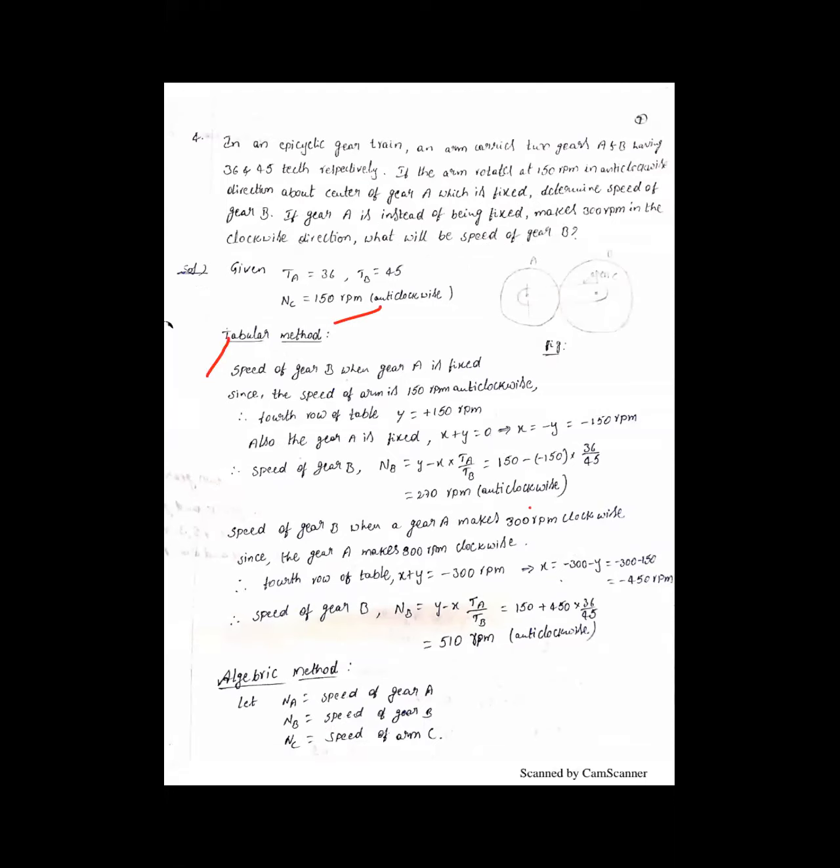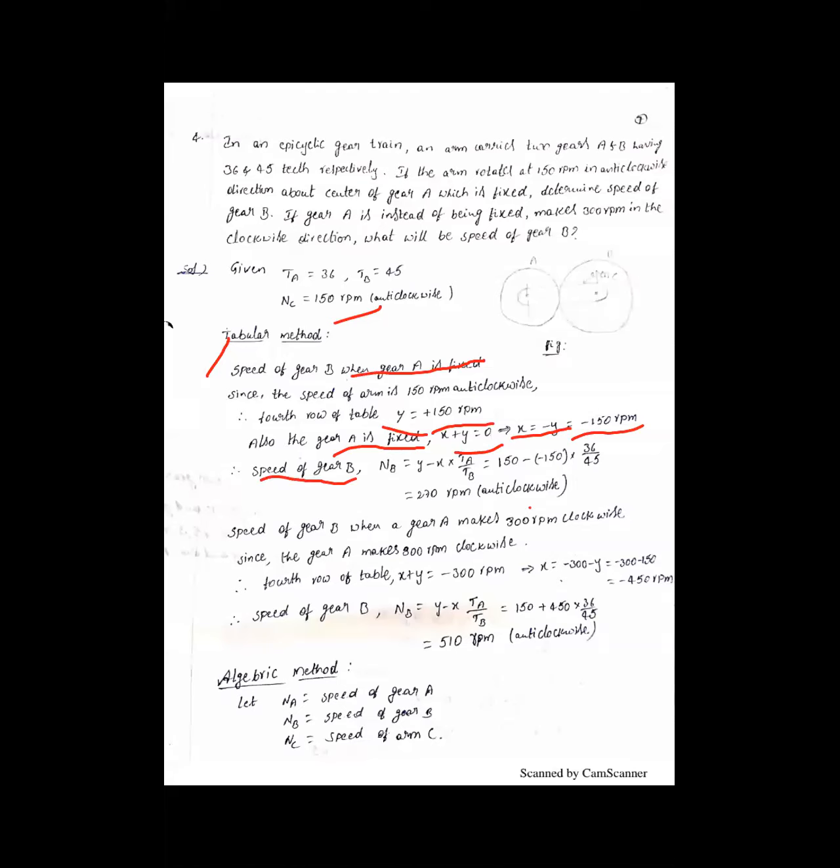In this, they may set the condition also. When the arm is rotating at 150 RPM, the gear A is fixed. When gear A is fixed, find out gear B. What is the speed of the arm? That is the total motion value y. Y equals 150 RPM. Gear A is fixed, so the speed of gear A, x plus y, is 0. X plus y equals 0, x equals minus y, that means x is minus 150.